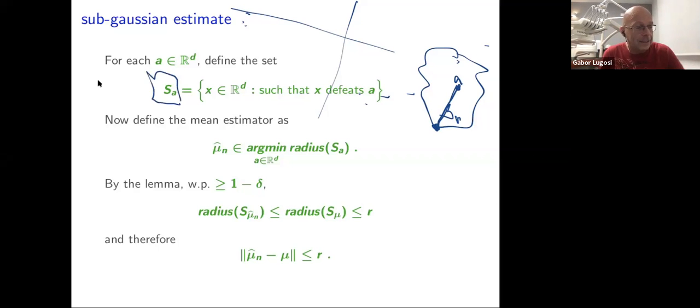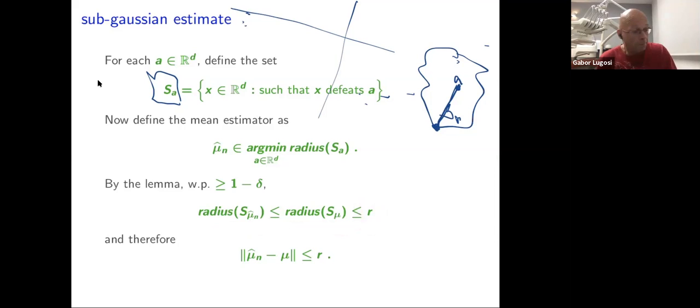These sets are well defined. So I can look through all these points, and I can choose the set that minimizes this radius. Now, of course, if mu hat n is my estimator, then the radius of the set corresponding to that is smaller than the radius of any other set, right? Because that's how we choose mu sub n. But because of the lemma on the previous slide, this radius is smaller than r.